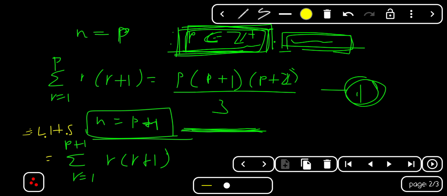Then we split here. I'm going to split this into two parts, right? How can I split it? There are so many ways, numerous ways. You can say from the first term to the 100th term, and after that it starts from 101 and goes up to the p plus first term, right?